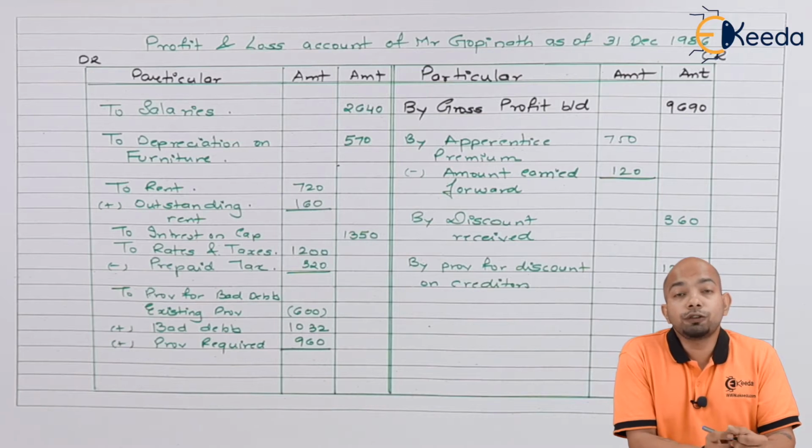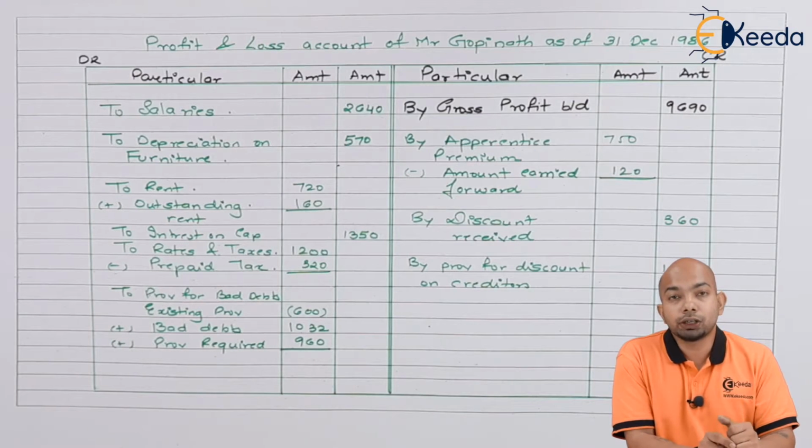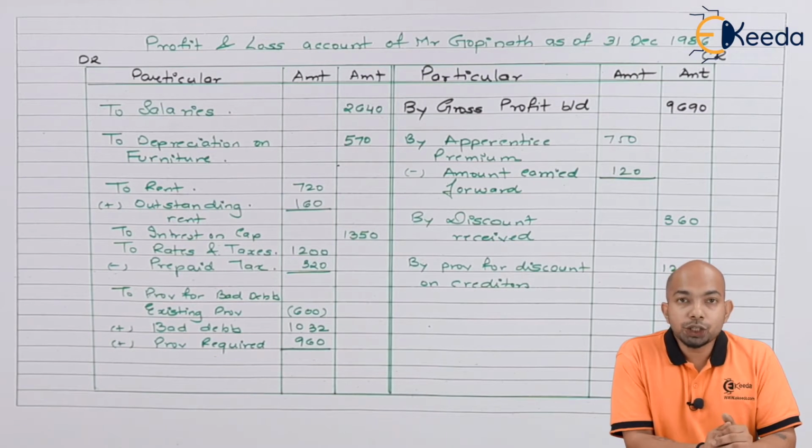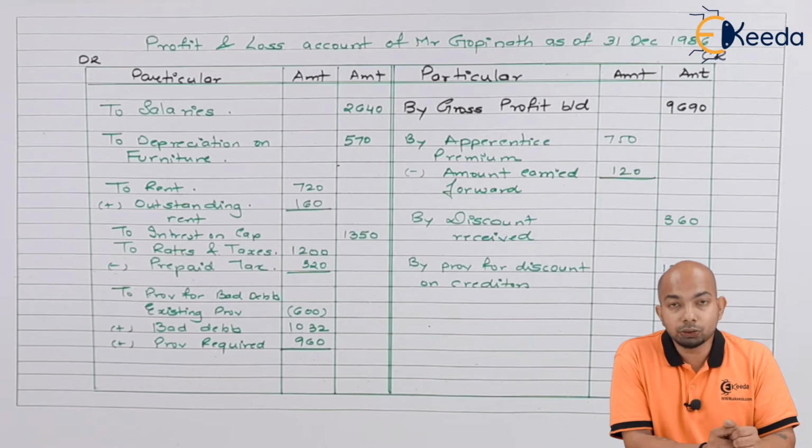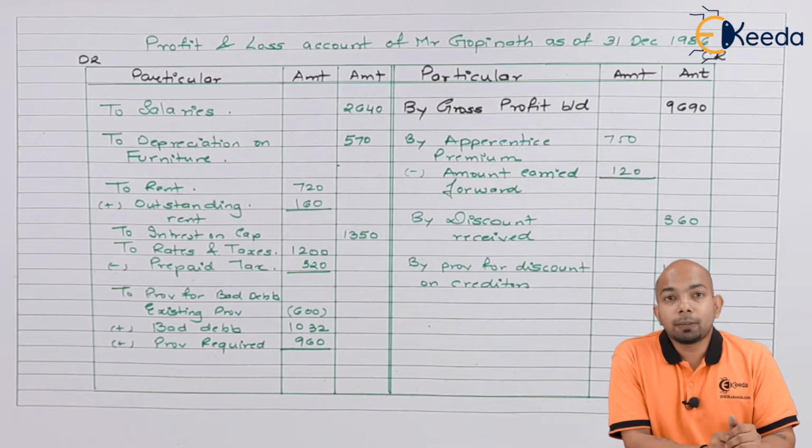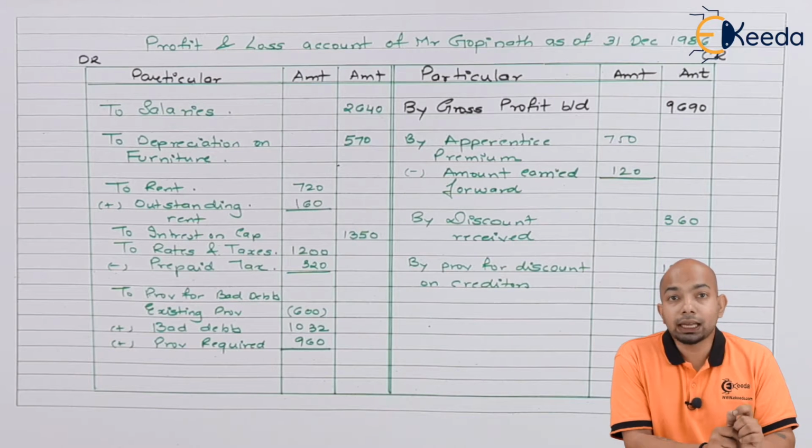Now, the provision for bad debts details have been mentioned. So, bad debts have been mentioned in the trial balance as 1032. The existing provision that was stated was for a certain amount. Now, this amount will be mentioned here. If you see, there is one amount mentioned in the bracket. I'll highlight it.